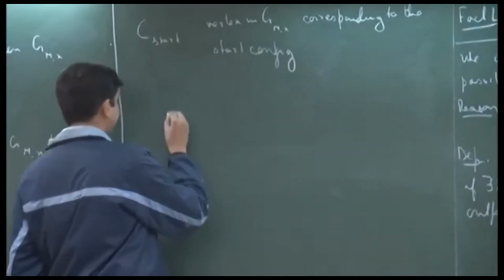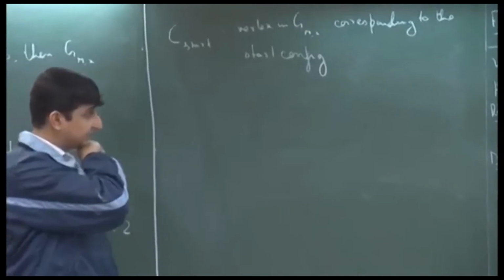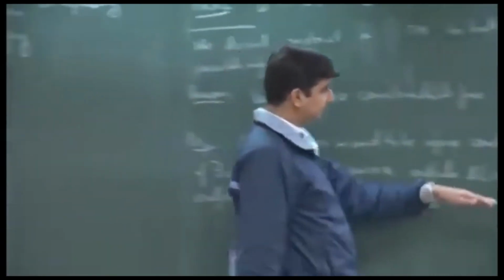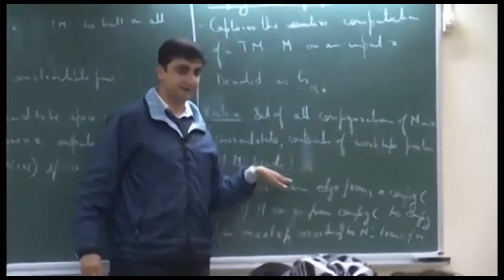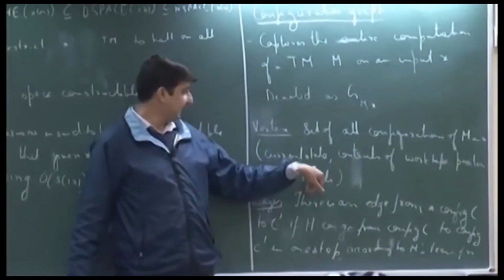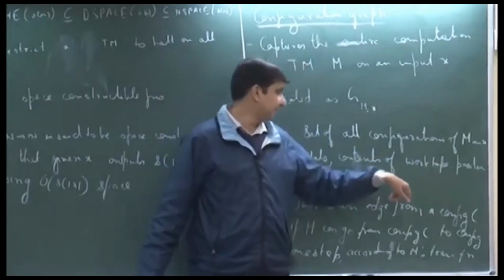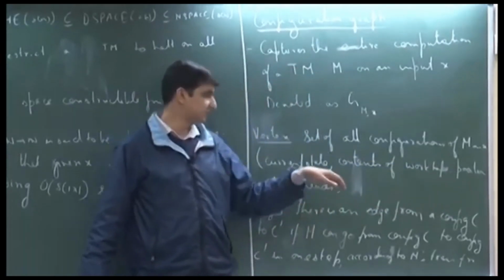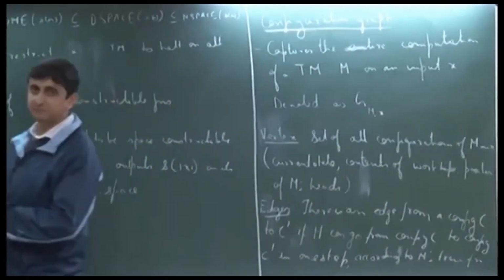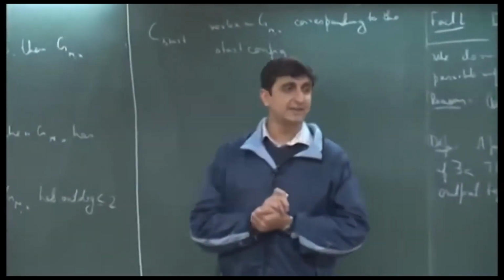Because see what can happen is, as I said, a configuration is dependent on all these factors. The state can be an accepting state, but these values, that is the content of the work tape and the position of M's heads, can take various values.